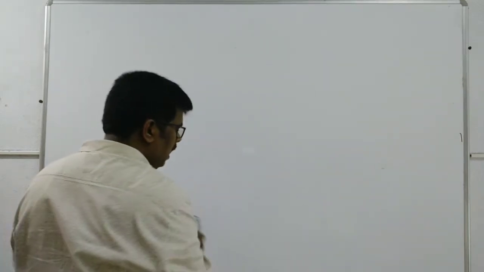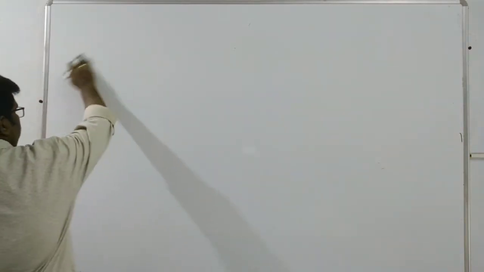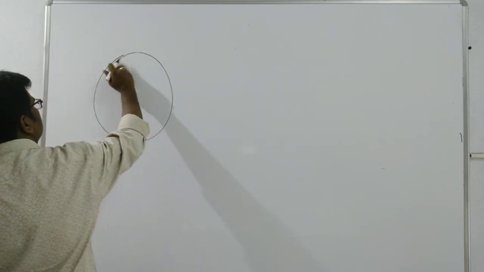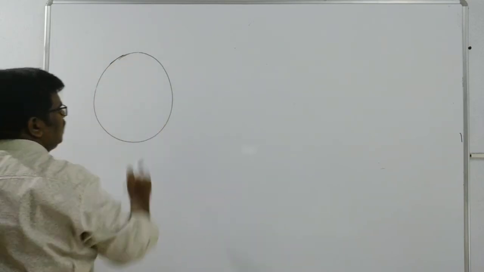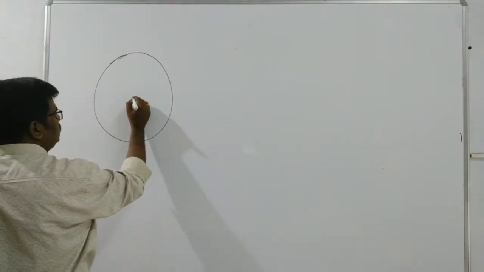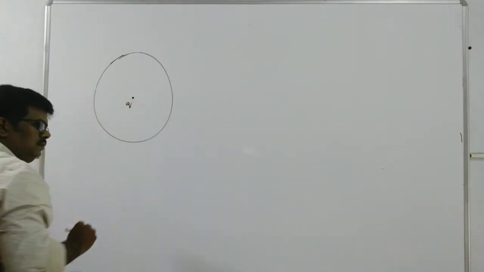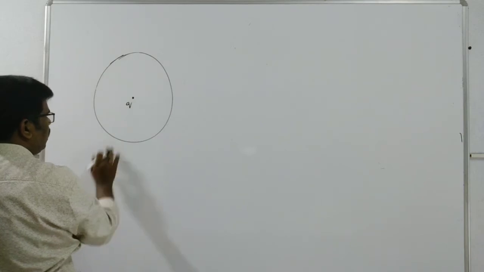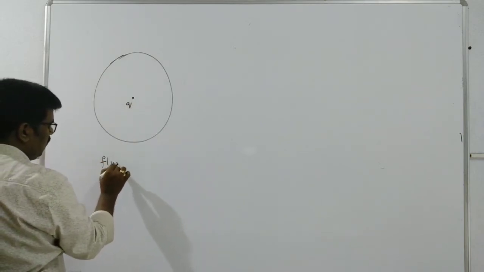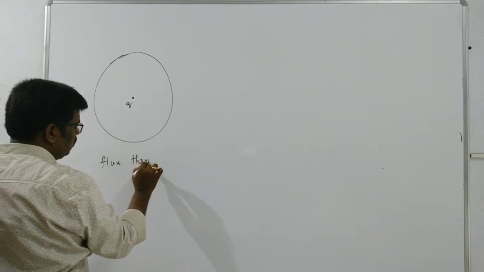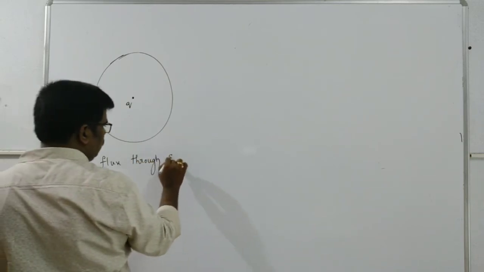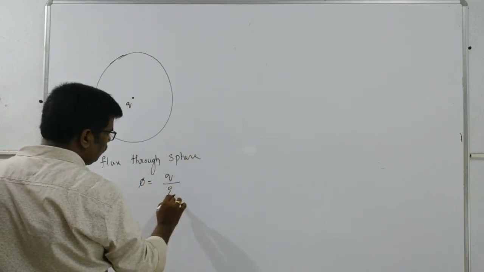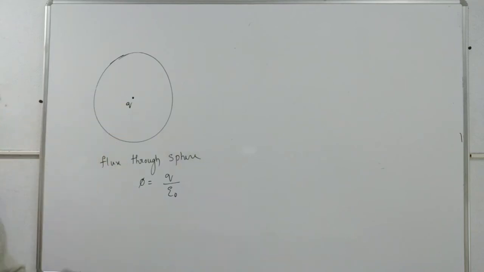Here we have the information. Understand clearly that if a sphere is there, and exactly at its center, then for the complete sphere, what is the flux through it? Flux through the sphere, that is flux phi equal to q by epsilon naught, because it is the enclosed charge.